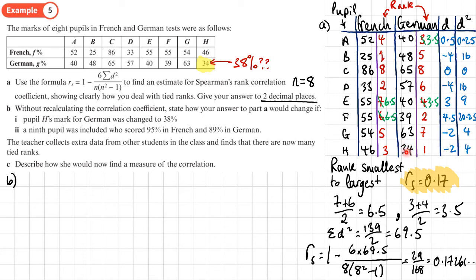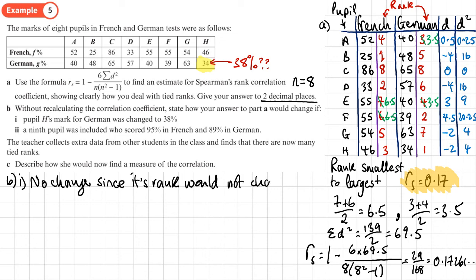Now, if this was changed to 38, it would still be ranked as 1 because it's still the lowest score. That would mean this value rank wouldn't change. This wouldn't change. This wouldn't change. So overall, nothing will change. So I need to write that down. So no change, since its rank would not change. And if the rank doesn't change, then D doesn't change, D squared doesn't change, and then the formula doesn't change. Okay, let's have a look at the second part of part B.